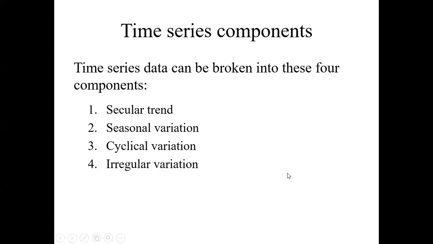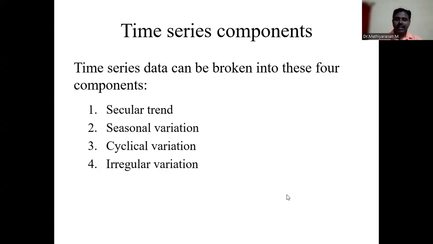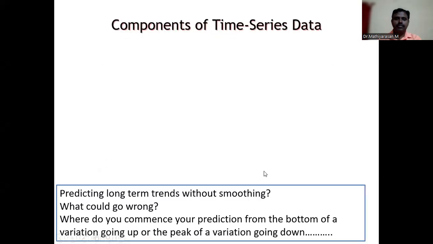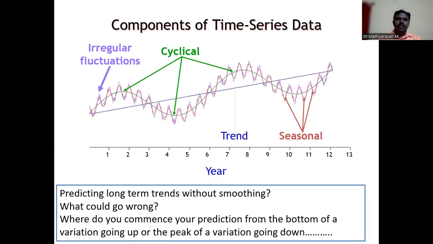Today we are going to see about time series components. Time series data can be broken into these four components. The first one, secular trend. Second one, seasonal variations. Third one, cyclical variations. And fourth one, irregular variations. So these are the different components in the time series.